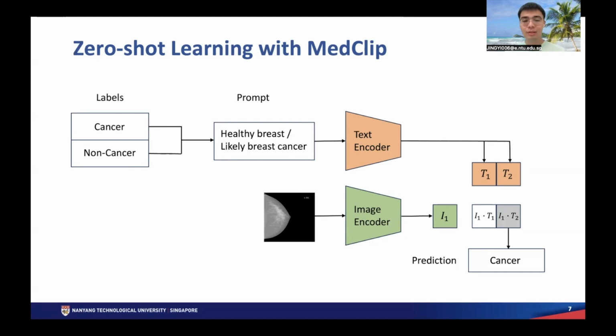We feed these two types of prompts into the text encoder to obtain two text encodings, T1 and T2. We also feed our test image into an image encoder to obtain the image encoding I1. We then perform an inner product between I1, the image encoding, and T1 and T2, the text embeddings, to obtain the two inner products. The inner product with the greater value will decide the final prediction.